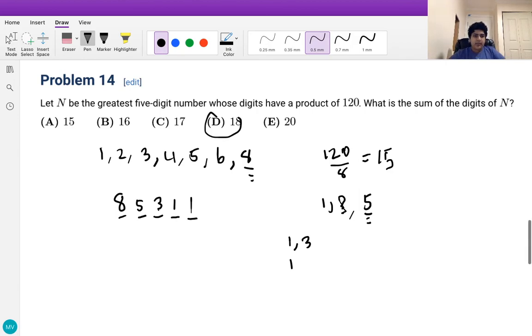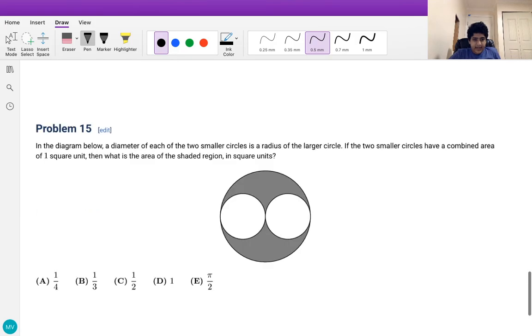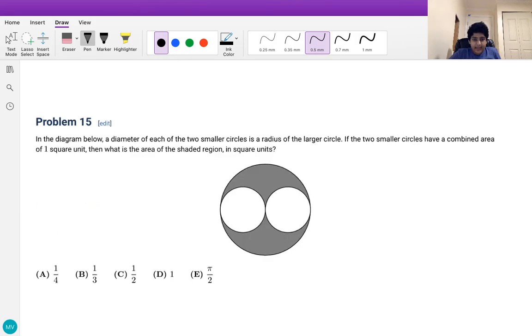And finally, problem 15. In the diagram below, a diameter of each of the two smaller circles is a radius of the larger circle. If the two smaller circles have a combined area of 1 square unit, what is the area of the shaded region in square units? So, we use a fundamental property of area in similar figures. When a dimension doubles, the area quadruples.